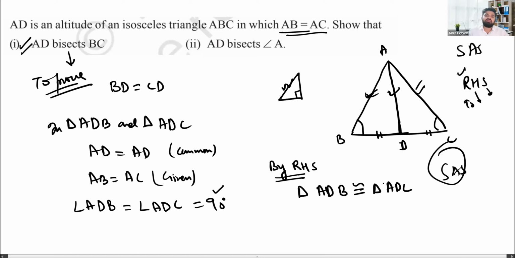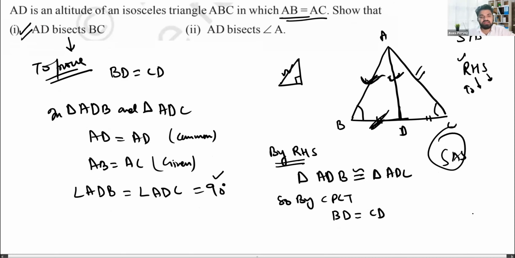Now, Alvina, you understood now. You need to keep in mind which sides we have taken. This side and this side we have taken while proving the triangles congruent. We have not taken this side. We have not written BD anywhere. So by CPCT, the side or angle that is left, which we have not taken, will automatically become equal. So BD will become equal to CD.